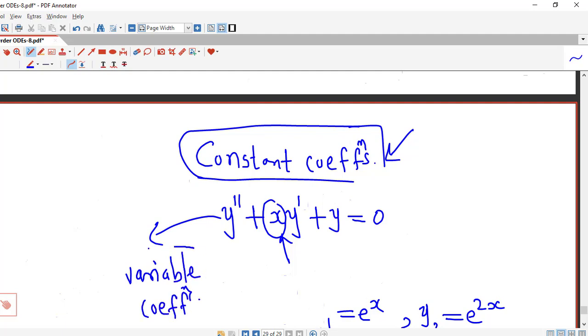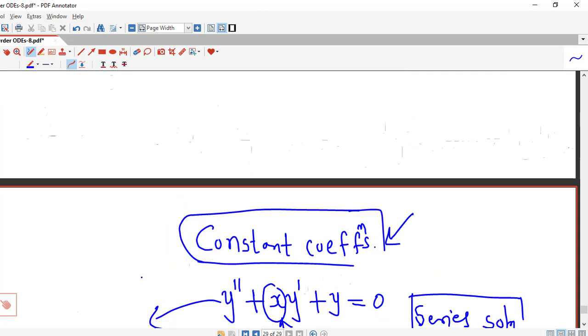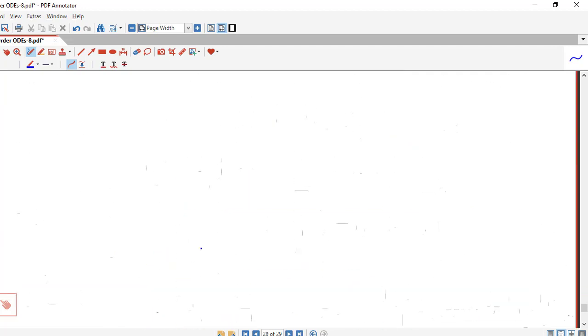For differential equations with variable coefficients, we have another topic known as series solution of differential equations, which we are going to discuss later. But today we are going to discuss some special types of differential equations with variable coefficients which can be converted into differential equations with constant coefficients.